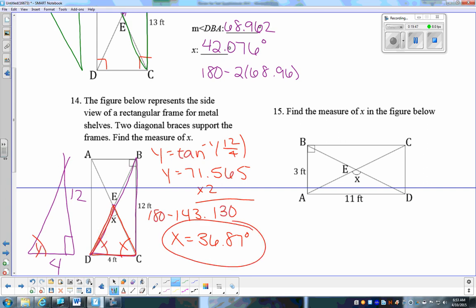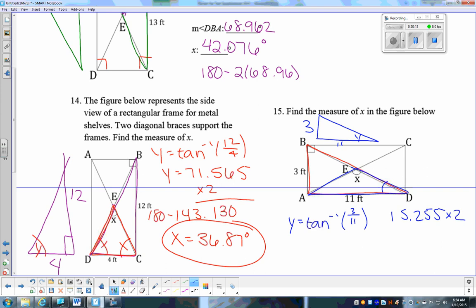15 is again the same type of problem. So again, I want to look at my right triangle. Since x is in this little mini triangle, I want to find BDA first. So I draw out my little triangle, 3, 11, y. Y is going to equal the tangent inverse of 3 over 11, which is 15.255. Multiply that by 2 because I know EAD is also 15.255. So my base angles add up to 30.510. Subtract from 180. And I get that x is 149.490.